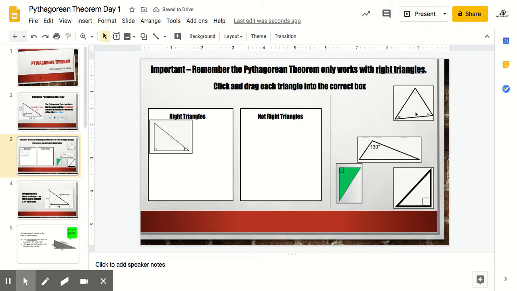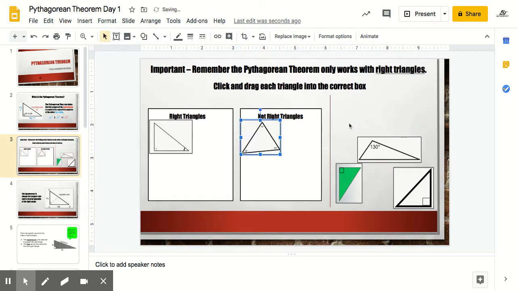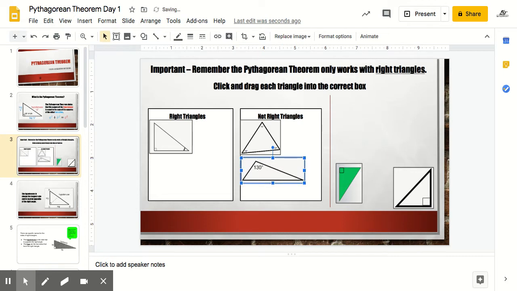Then I'm going to look at my second triangle up here. Okay, this triangle does not have a little square in the corner. It does not say that any of these angles are equal to 90 degrees, so this is not a right triangle. Okay, this third triangle, the only angle that we have labeled is a 130-degree angle, which we know from our previous unit on triangles is going to be an obtuse triangle, so it's not a right triangle. Then we have this green triangle, and again, we have a little box in the corner, which tells me that's a 90-degree angle, which makes it a right triangle.